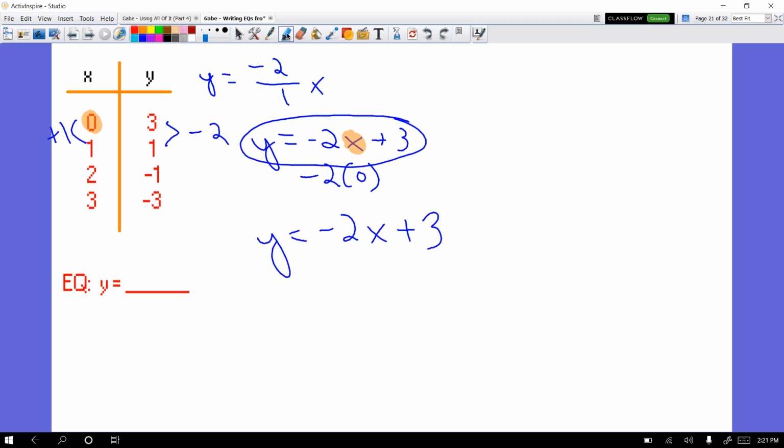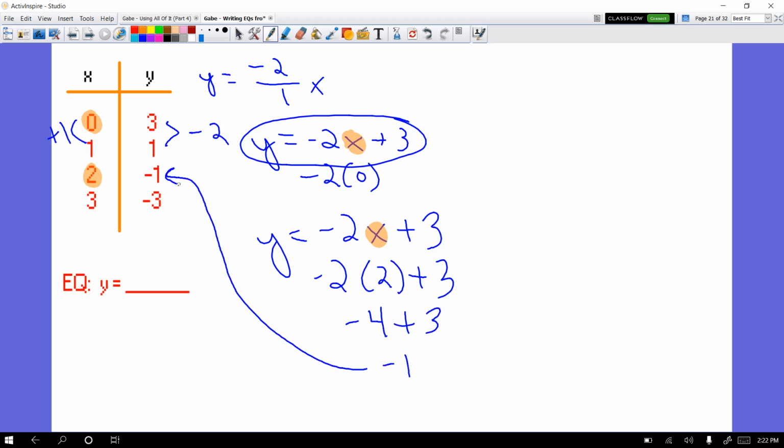I'm going to choose a different x value, 2. I'm going to substitute in for x. Negative 2 times 2 plus 3. Negative 2 times 2 is negative 4 plus 3 is negative 1. Exactly what it should have been. Perfect. This is for sure my equation. Negative 2x plus 3.